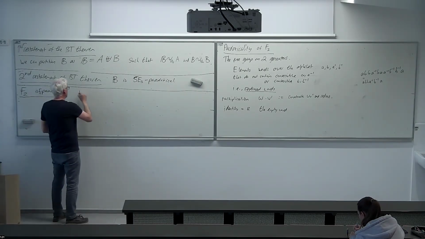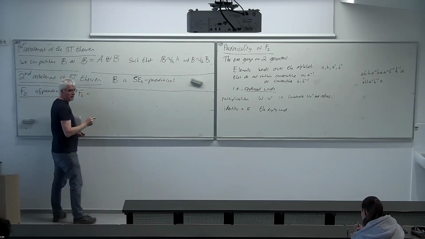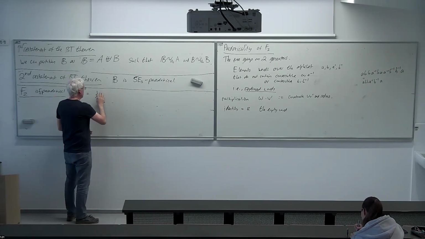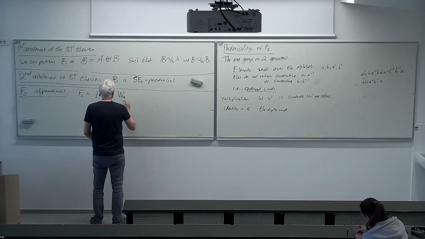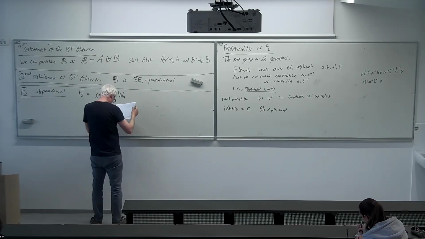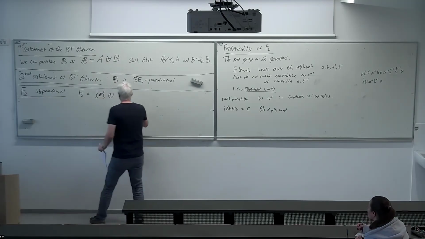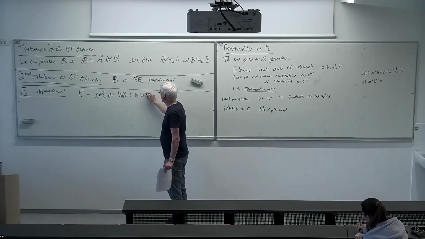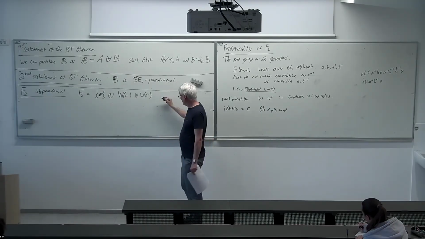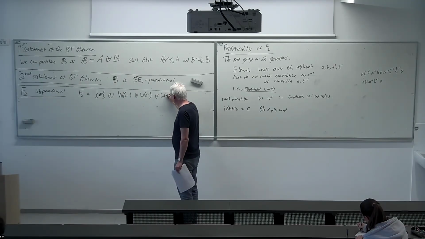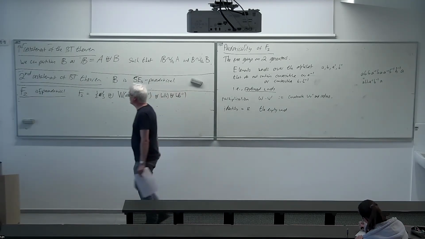To see this, we notice that F2 can be written as the disjoint union of the empty word, together with the disjoint union of all the words starting with the symbol little a, all the words starting with the symbol a to the -1, all the words starting with the symbol little b, and all the words starting with the symbol b to the -1. That's just obvious.